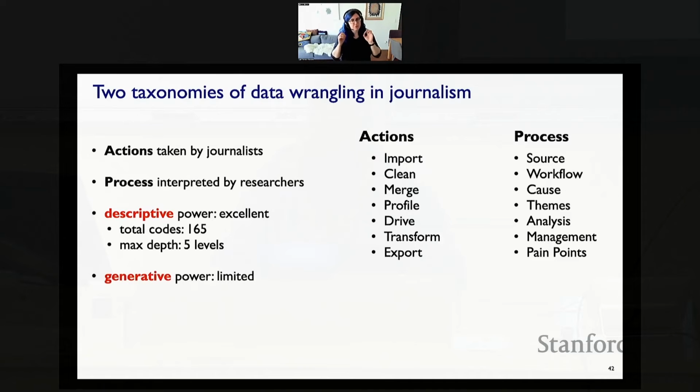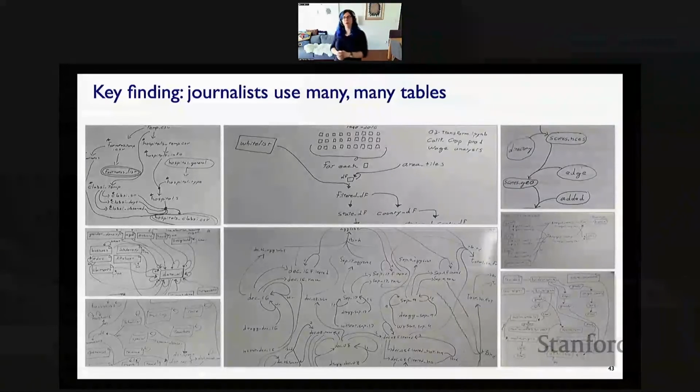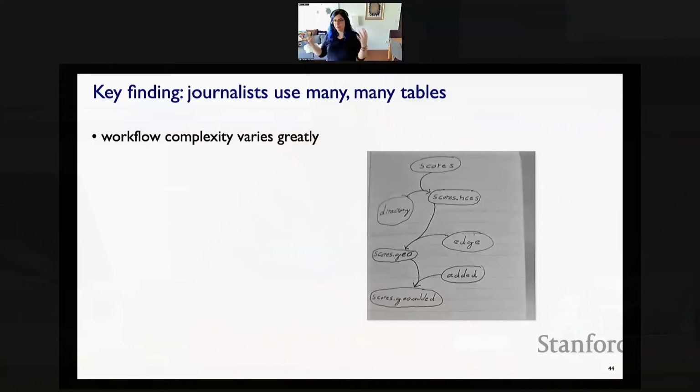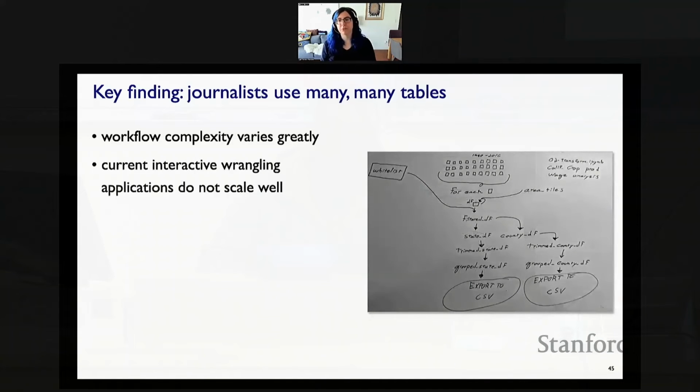So that was great for description, but it wasn't really something that we could use to build tools around. And so that's when we started thinking, well, what is interesting here? What are the points of divergence? And the sheer number of tables that journalists were using was jaw-dropping. These are some of these diagrams trying to show what was happening with data flow between tables. There's a lot of arrows here. And so we found there were some relatively simple ones, but also some very, very complex ones.